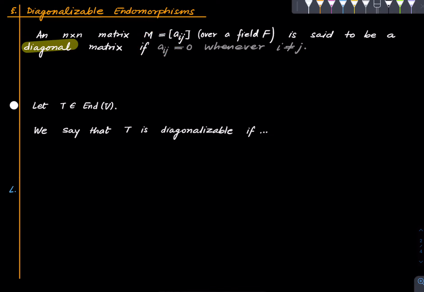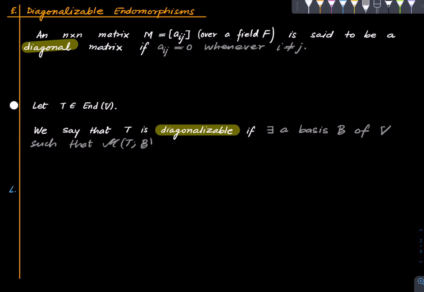So now we will define the notion of a diagonalizable endomorphism. Fix an endomorphism T over a vector space V. We say that T is diagonalizable if, one can guess, there exists a basis B of V such that the matrix of T with respect to B is a diagonal matrix.